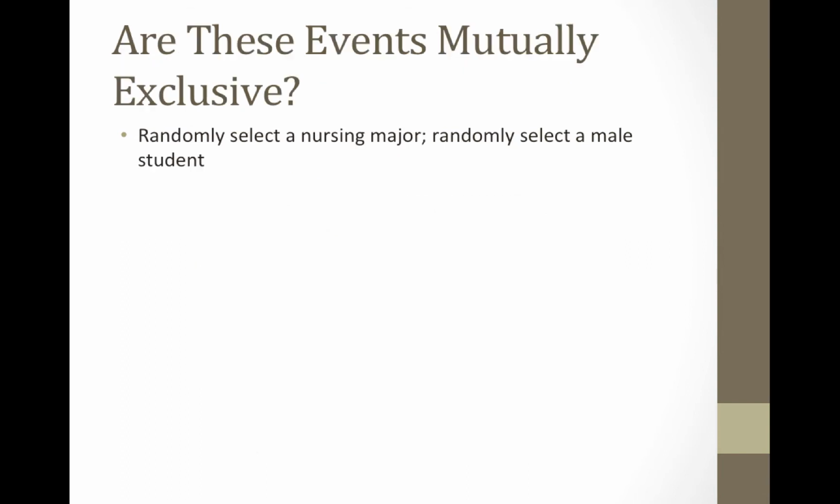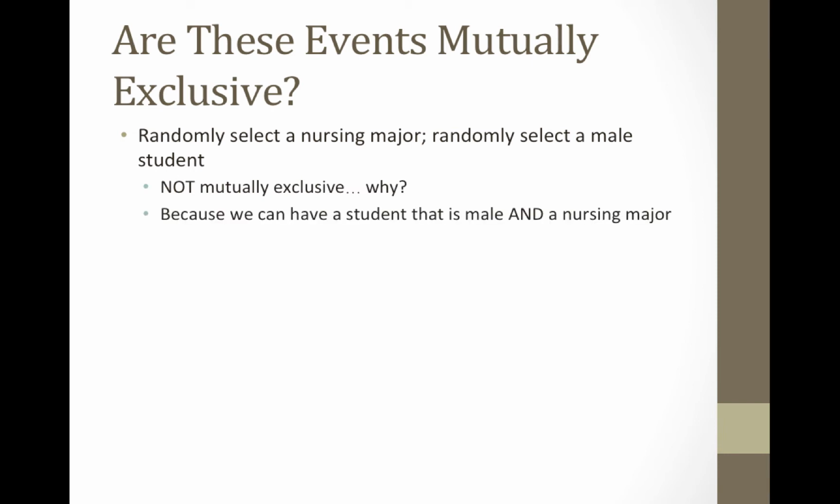All right, so let's consider a couple examples. Are these events mutually exclusive or not? It reads, randomly select a nursing major, randomly select a male student. So here's what you ask yourself. Can a randomly selected student be a nursing major and a male? And hopefully what you're saying is absolutely, of course. And so they are not mutually exclusive, okay? Because clearly we can have a student that is a male and a nursing major.